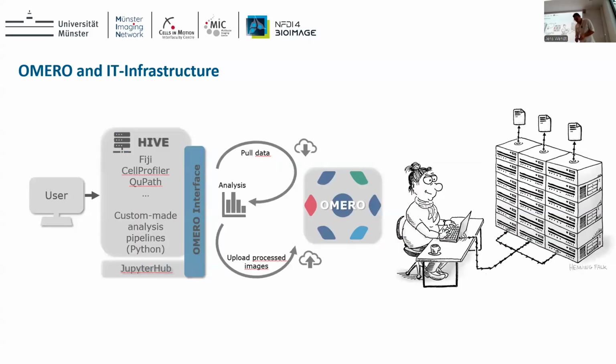Okay. So this is basically the infrastructure, and if you have Fiji, CellProfiler, QuPath, everything nicely connected to your data, with a Hive, with a Windows machine, or VMs, you can easily pull data from Omero, analyze it, and upload the processed images directly and also the regions of interest. For example, we have done this for CellProfiler.